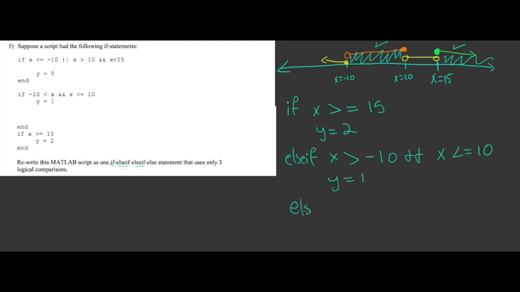And we'll just say else. By saying else, we're basically describing this area and this area right here. So there's no need for an else if statement. And we can't even have an else if statement because we already used 3 logical comparisons. So you just say y equals 0. And that's how we're supposed to do it right after we end our statement.